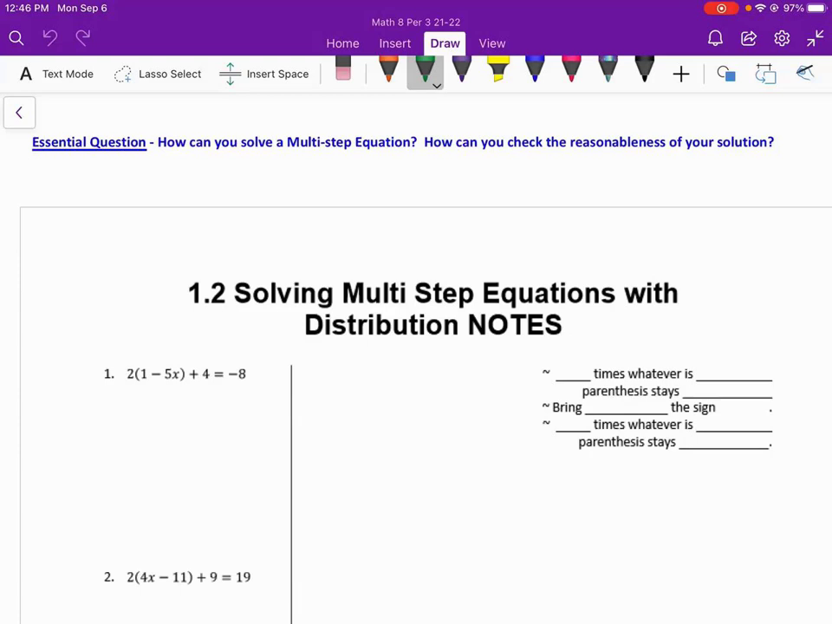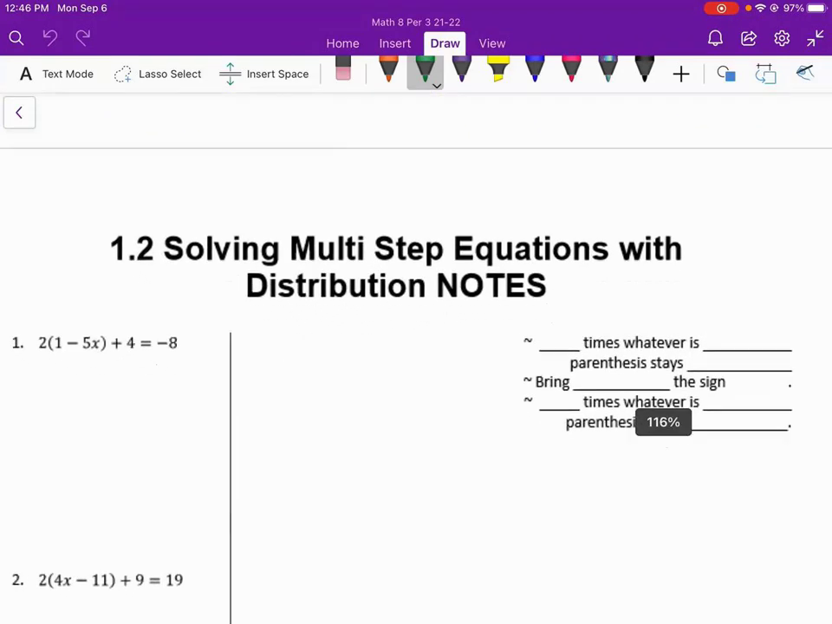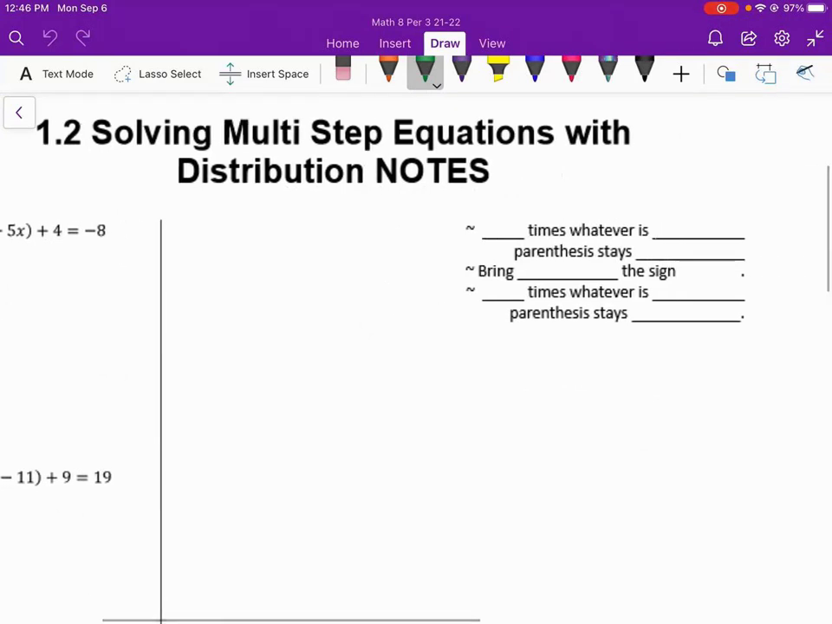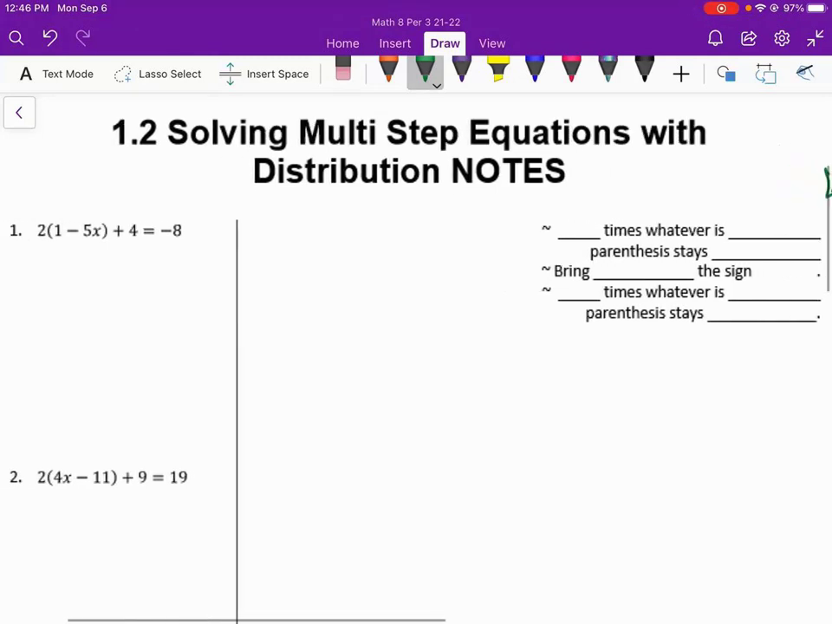Here is section 1.2, solving multi-step equations with distribution. The essential question: how can you solve a multi-step equation? How can you check the reasonableness of your solution? So I get really picky about how to do these. So we're going to work on this little side part over here before we do too much. So I'm going to go through both parts at the same time.